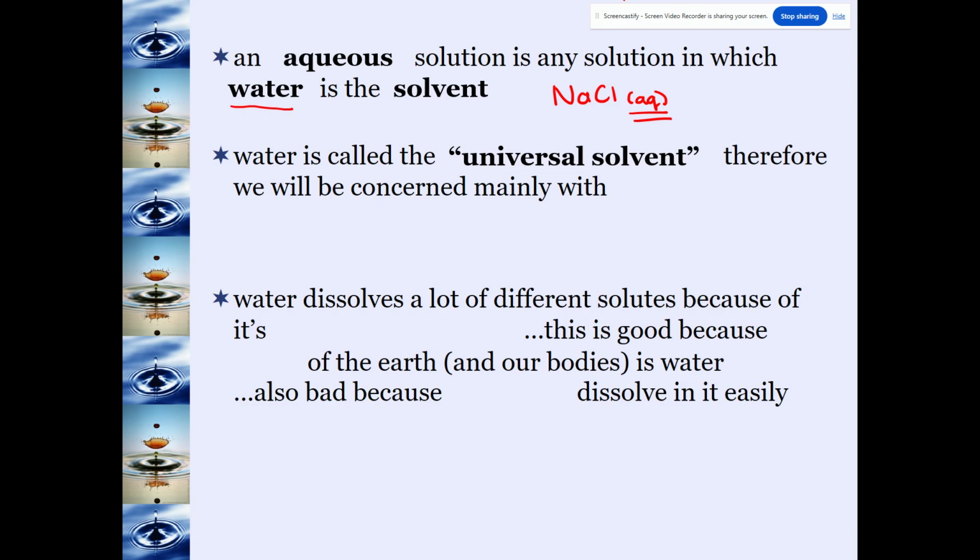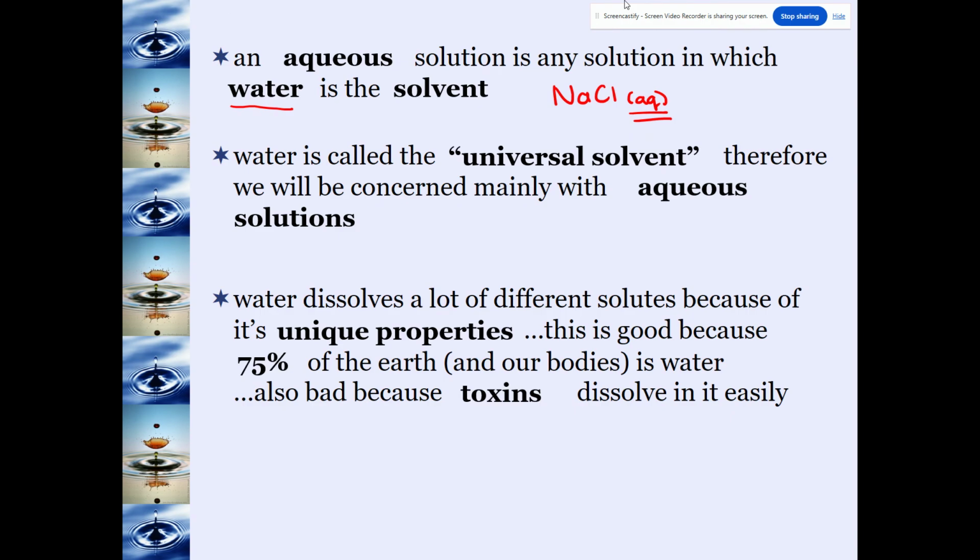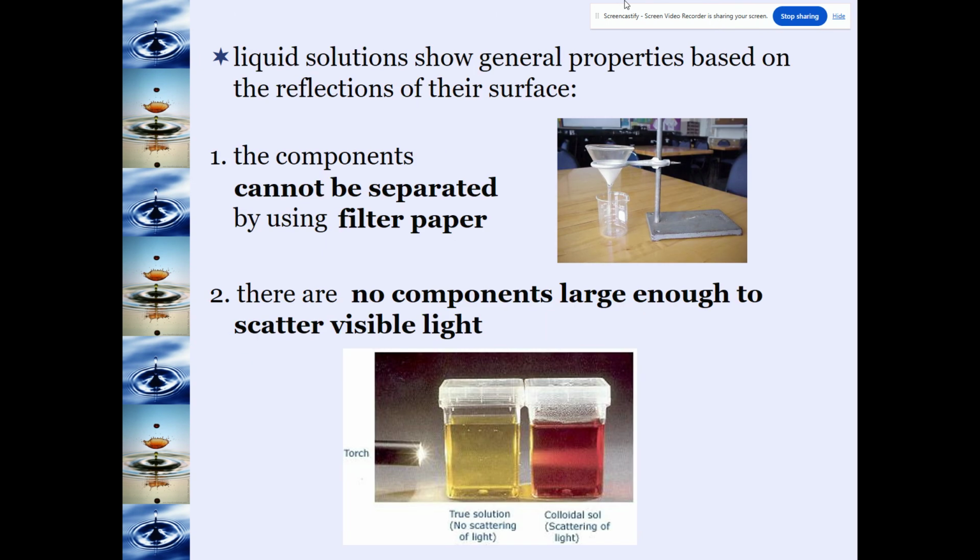Okay? Water is known as the universal solvent because most of the products that we have out there that are mixtures are usually dissolved in water, which is good, but can also be bad. 75% of our earth and our bodies are made of water. And when you make a solution, again, remember the solute disappears in the solvent. So you cannot tell sometimes that you have toxins dissolved in the solution.